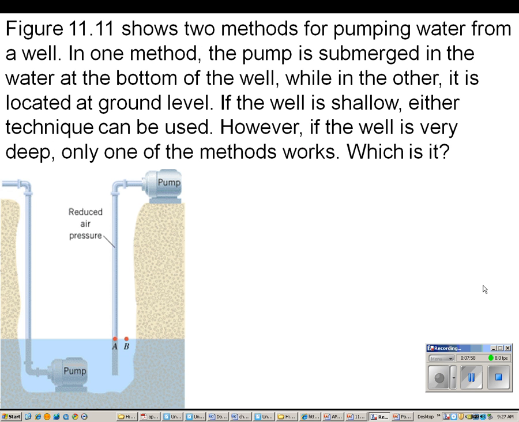Figure 11.11 shows 2 methods for pumping water from a well. In one method, the pump is submerged in the water at the bottom of the well, while the other is located at ground level. If the well is shallow, either technique can be used. However, if the well is very deep, only one method works. So can you go ahead and pause the video and decide which one you think it is?